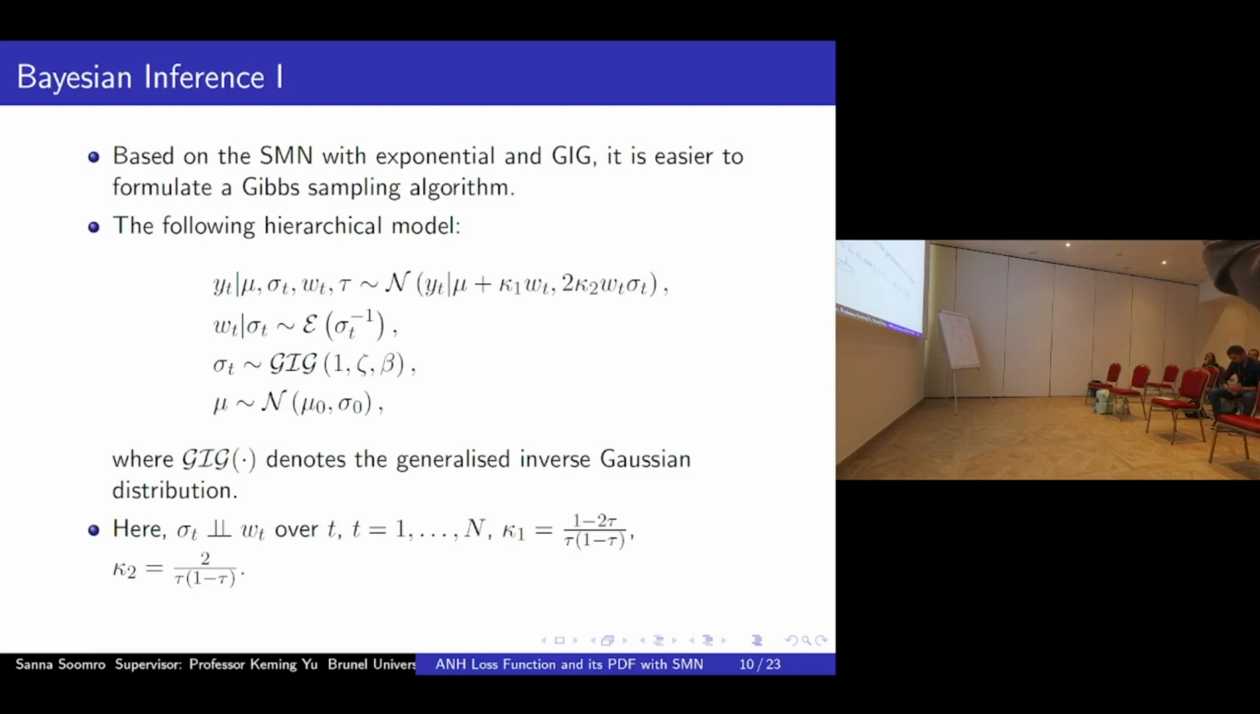And of course, we have to assign a prior for mu, a standard normal distribution. The important assumption we have to make is that both sigma and W have to be independent of each other over t equals 1 to N, where N is the sample size. And I define kappa 1 and kappa 2 because they contain the tau parameter, or skewness parameter.